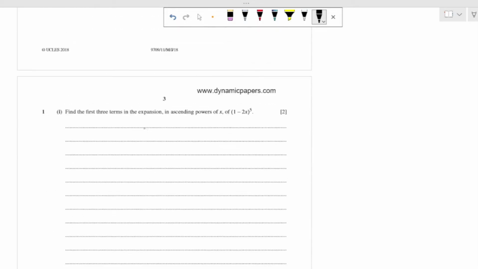Right, let's move on to the first question. Find the first three terms in the expansion in ascending powers of x, of (1 minus 2x). So we can write (1 minus 2x) whole power 5. And let's write it in the way you have written the binomial theorem. This follows the binomial theorem, and usually you'll see the answers in this form where you're writing 5C0 and then the coefficients and so on.